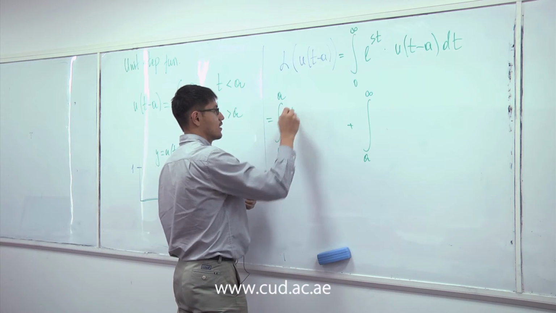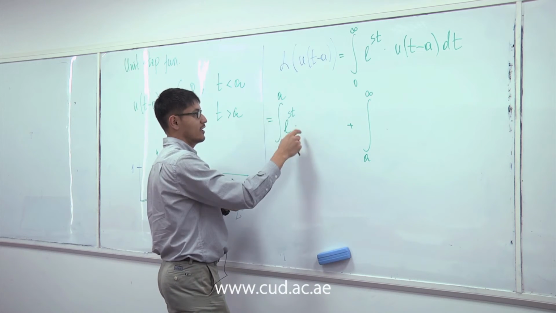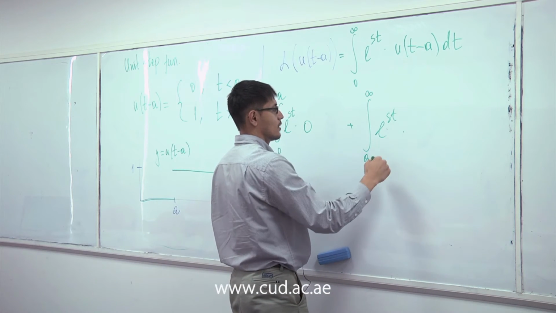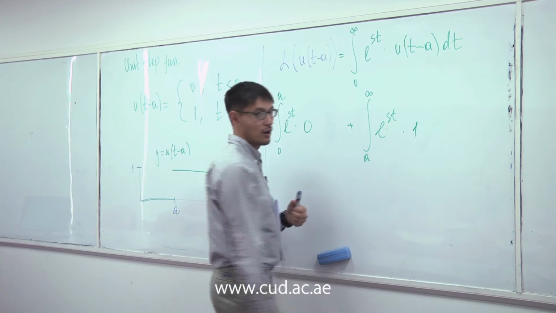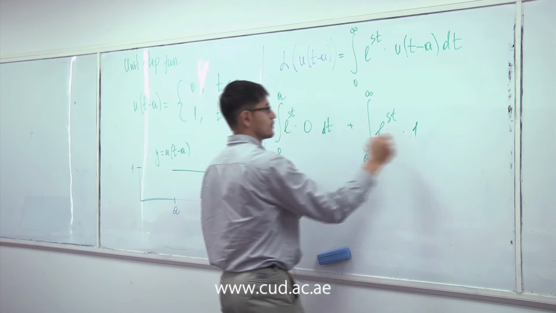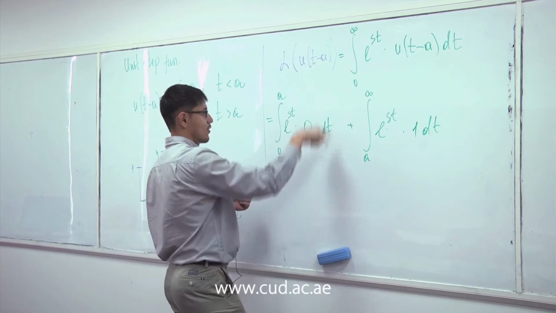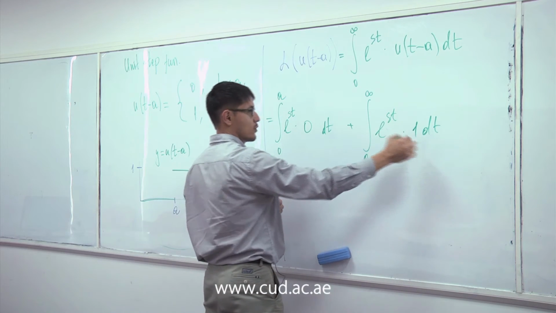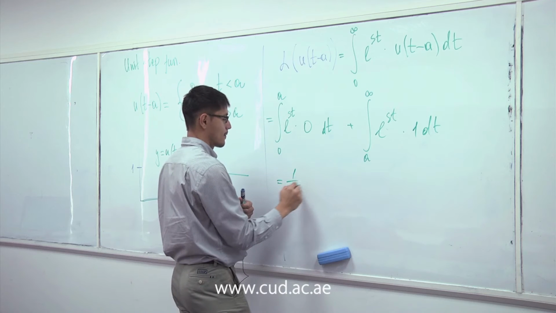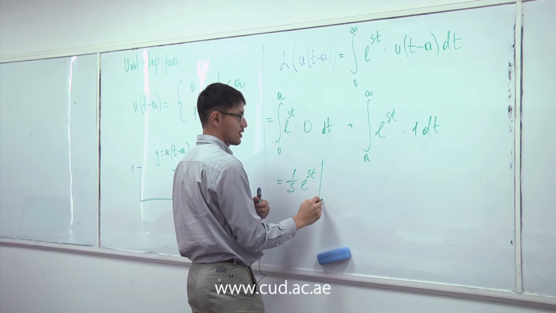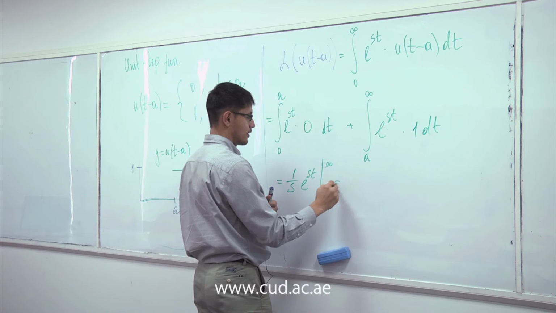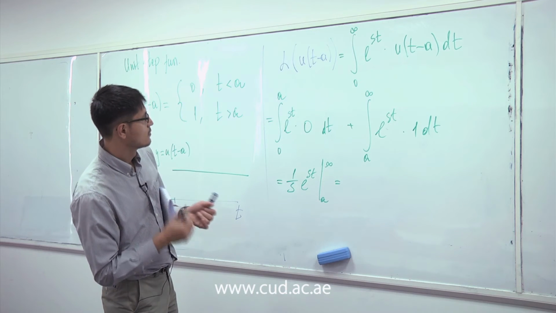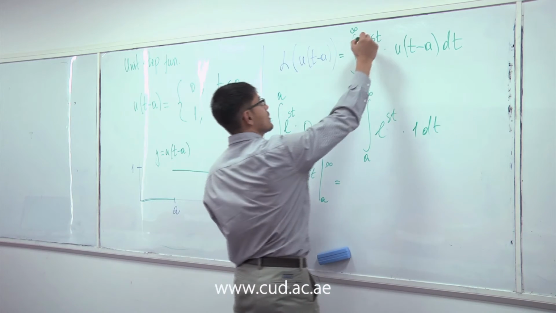So here we'll have e to the minus st times the function. Between 0 and a, the function u is equal to 0. And between a and infinity, the function u is equal to 1. So this whole first integral becomes 0, and here we just have e to the minus st. The antiderivative of e to the minus st with respect to t would be minus 1 over s times e to the minus st. And then we evaluate from a to infinity.